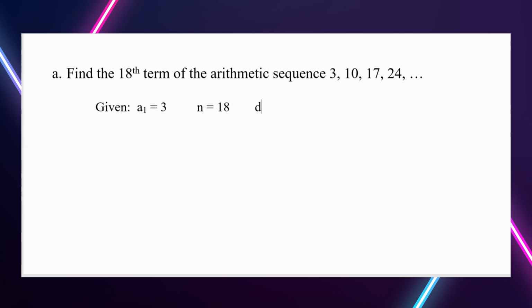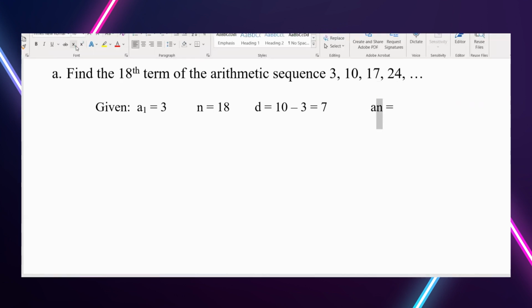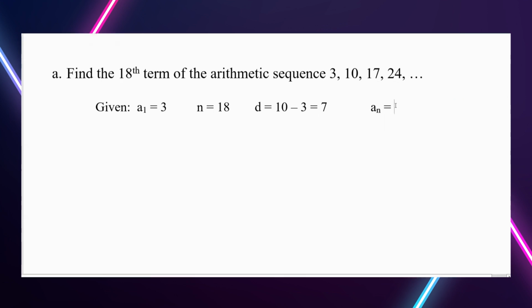Second is the value of the common difference or d. So katulad ng sinabi ko kanina, ang common difference can be obtained by subtracting the second term minus the first term. So ang ating second term ay 10, minus the first term is 3. Therefore, ang ating common difference ay positive 7. Next value is the a sub n. Ang a sub n natin ay ang hinahanap natin sa ating given. Okay? Therefore, a sub n is unknown.